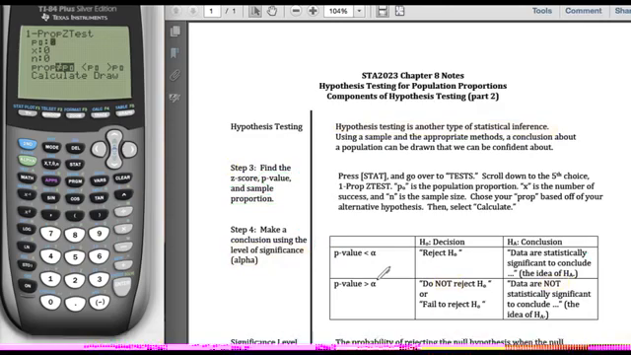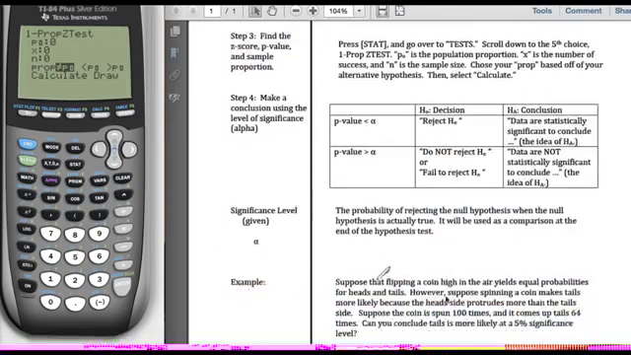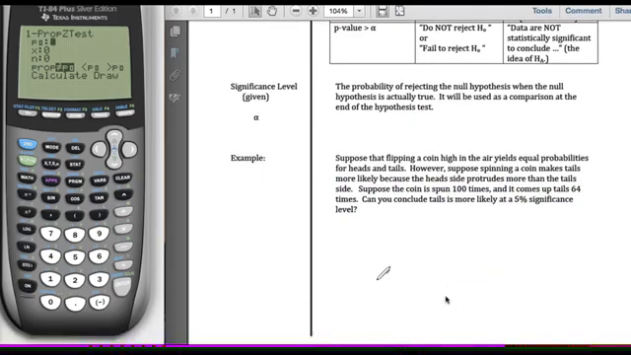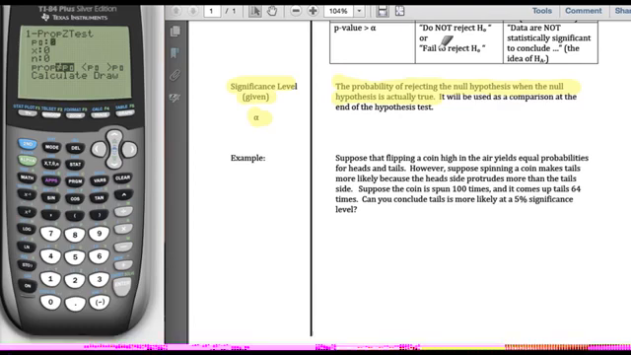Before we move into our coin spinning example, let me talk about the significance level just a bit more. The significance level, which will be given to you, that's your alpha, which you use to compare your p-value. This is the probability of rejecting the null hypothesis when the null hypothesis is actually true. It's the probability of making a mistake. Remember that we're never 100% certain in statistics. There's always room for error. There's always a chance that we're off because we're just using a sample to make an assertion about the population.